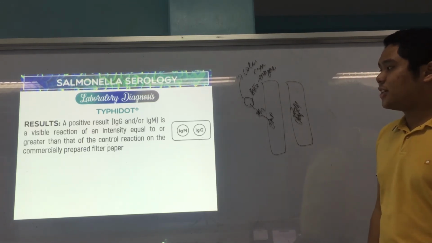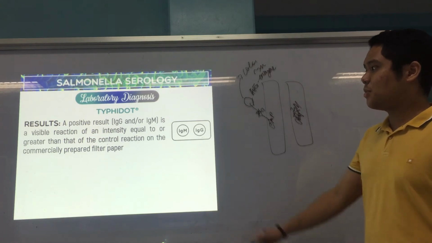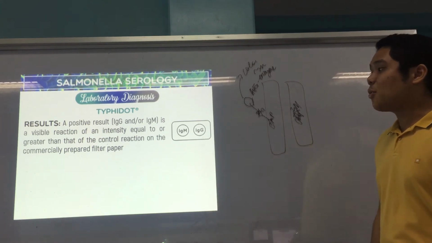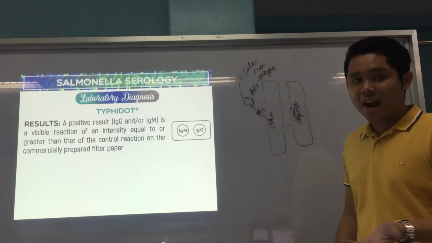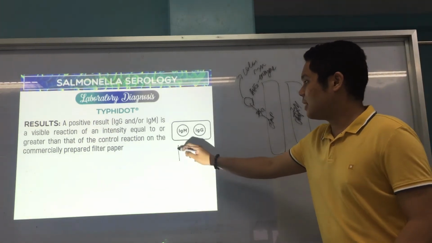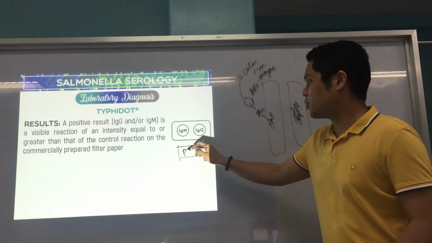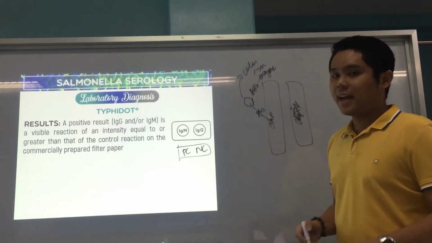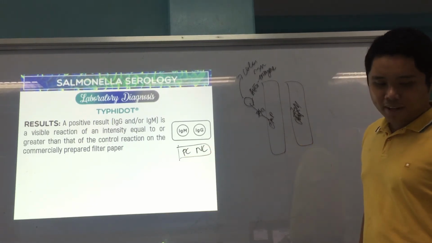So positive result, IgG and/or IgM, is a visible reaction of an intensity equal to or greater than that of the control reaction on the commercially prepared filter paper. So you have two filter papers here for the control, positive control and negative control. Okay? Alright. So here are the expected results.